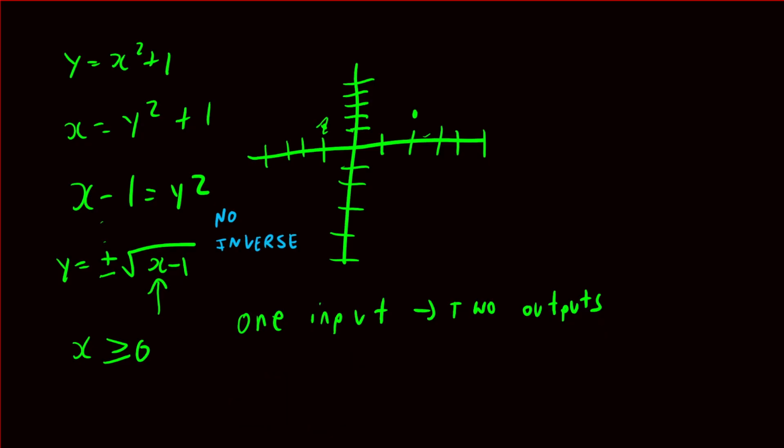And you could even graph this, and you'd see x squared plus 1 is like a parabola, and you guys would see that this does not pass the horizontal line test.